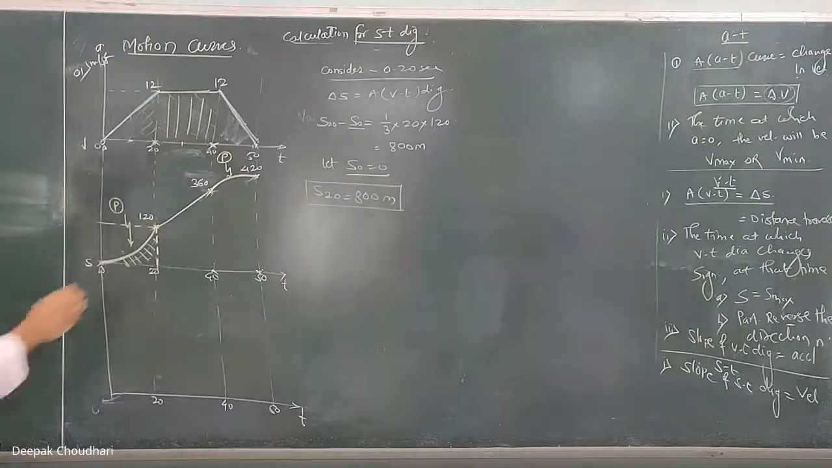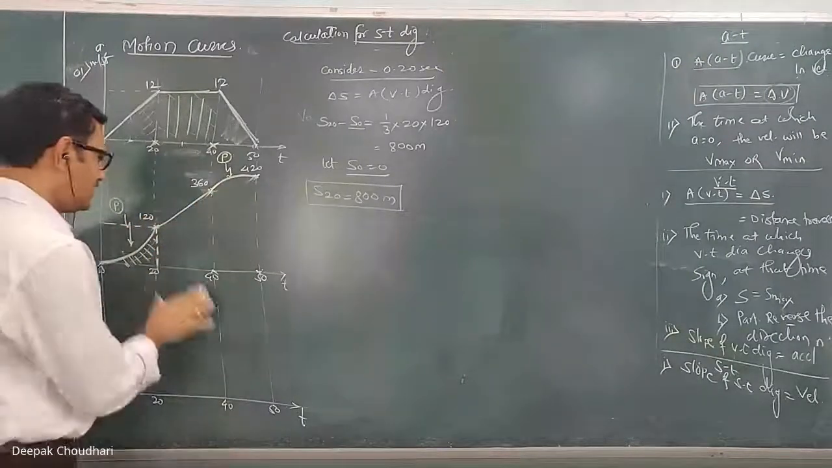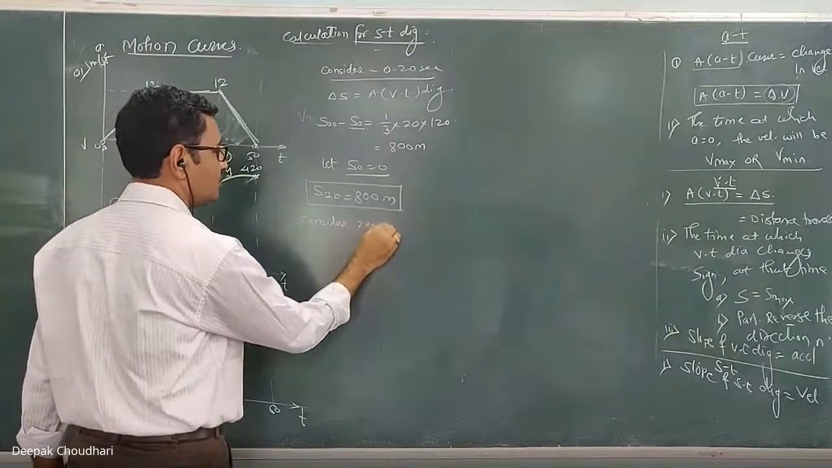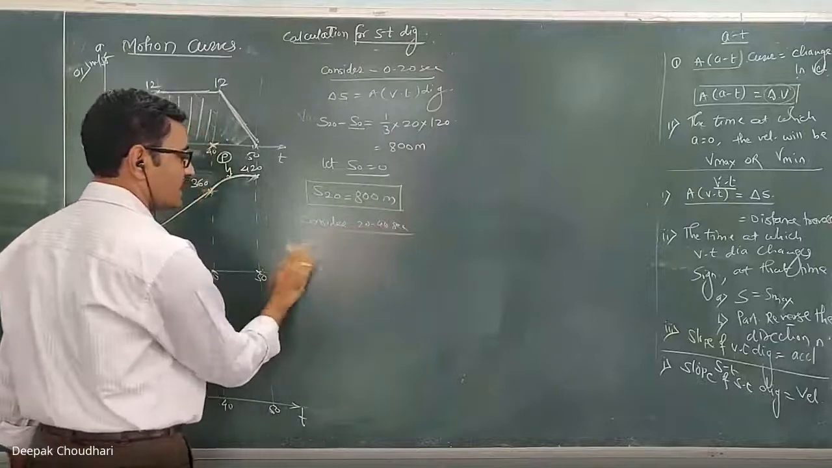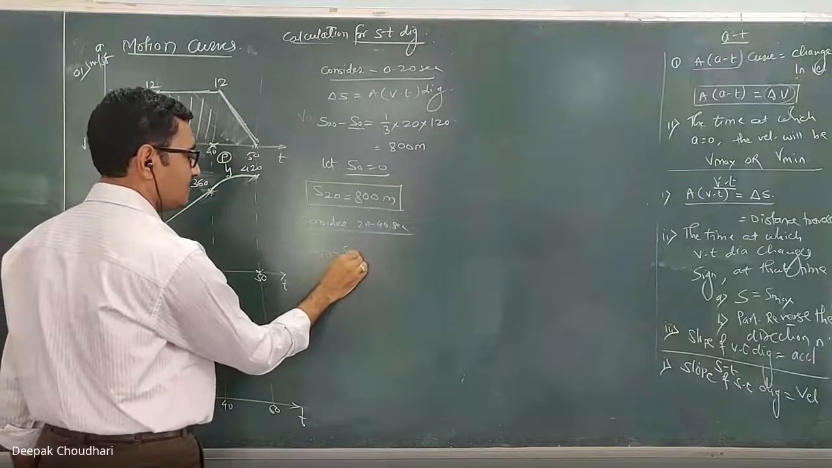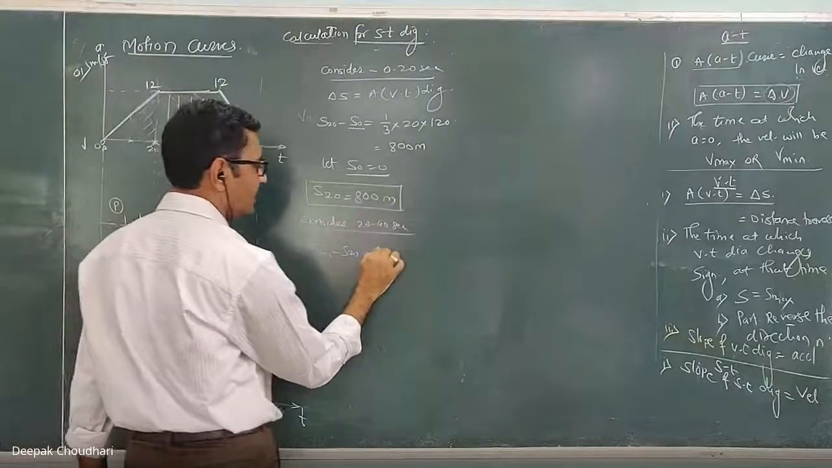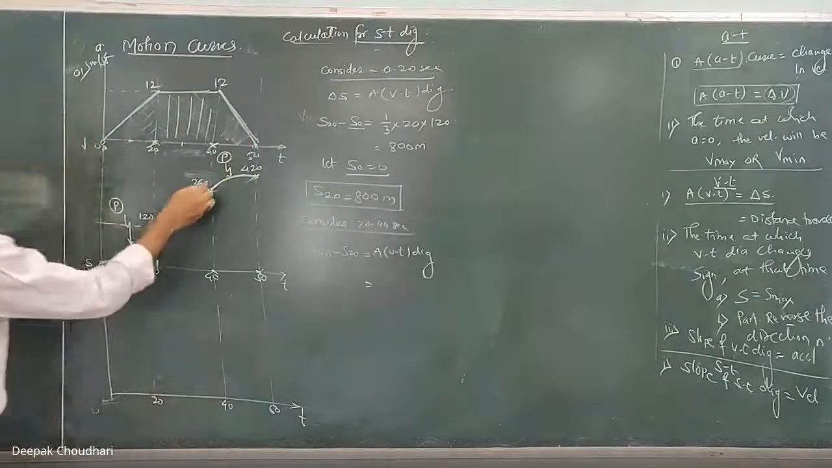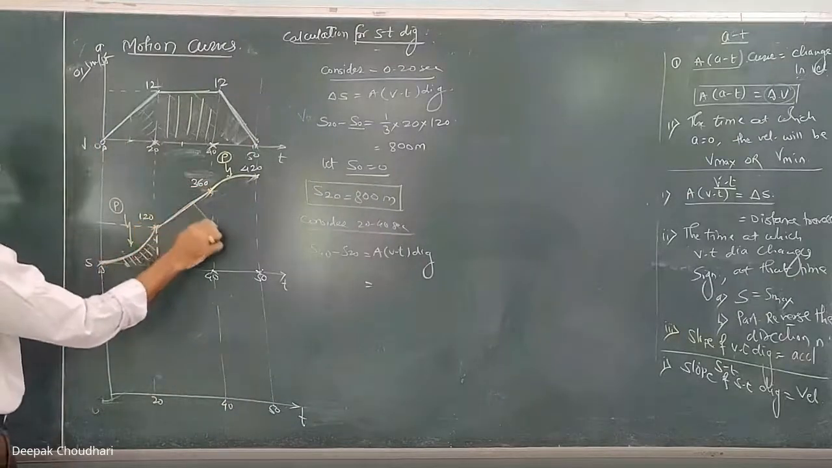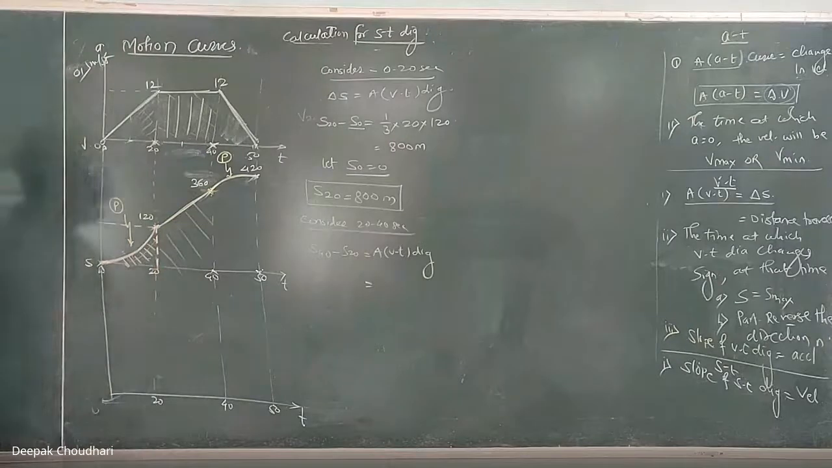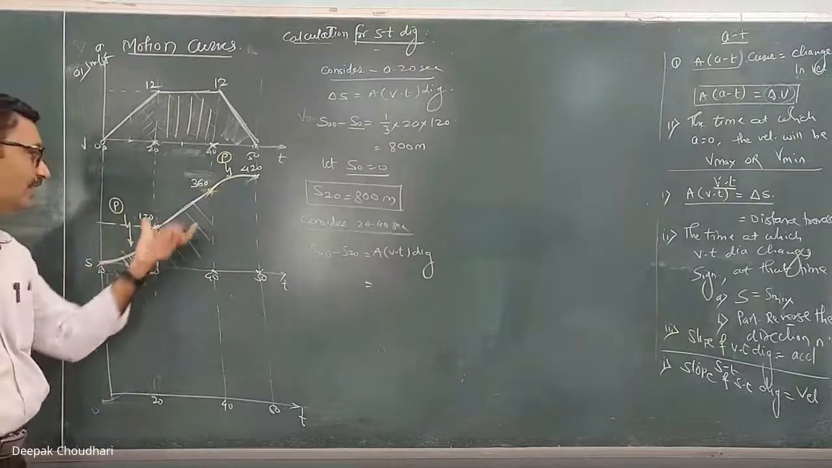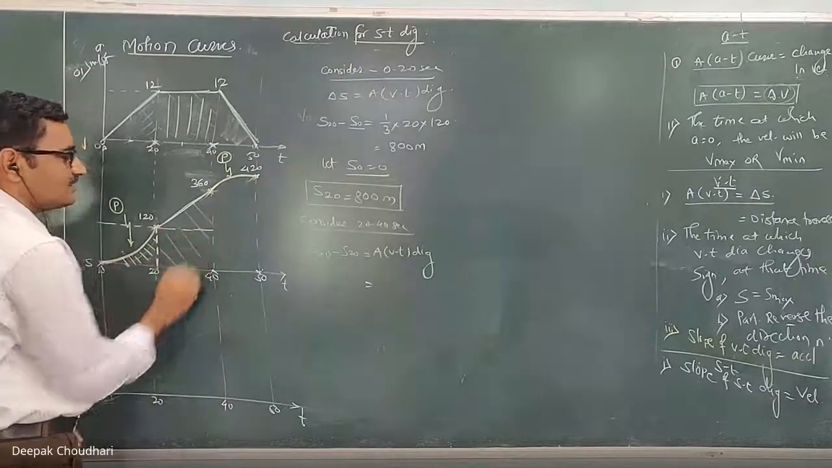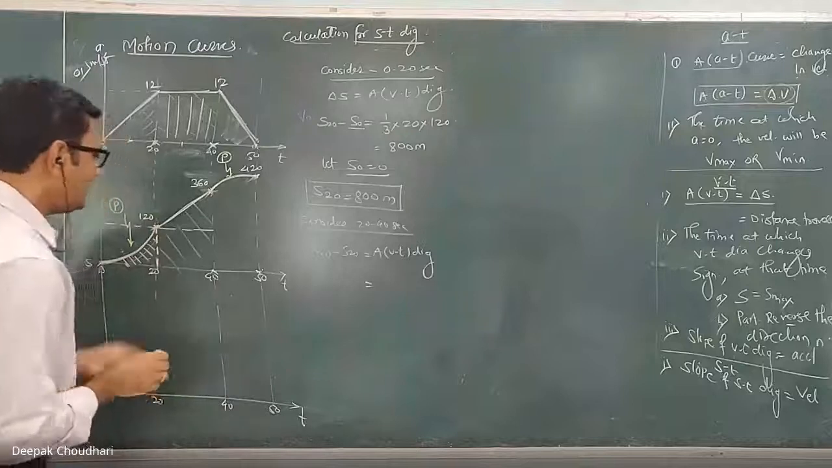Now consider the next interval. The same procedure you have to repeat for the 3 intervals. Now consider the 20 to 40 second interval. So S40 minus S20 is equal to the area under the VT diagram. From 20 to 40, the VT diagram is an inclined straight line, so you have to consider this total area. It is a trapezoidal area. If you know the formula to calculate the area of this trapezium, you can use it directly. If not, let's split it into two parts: rectangle plus triangle.